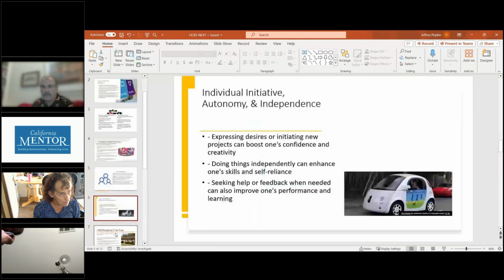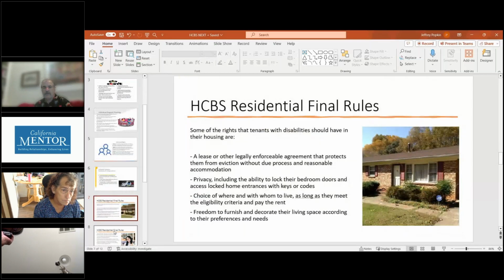Okay, time is sort of running away a little bit here, so I'm going to go over a few things specifically related to residential facilities: some of the rights that tenants with disabilities should have in their house.